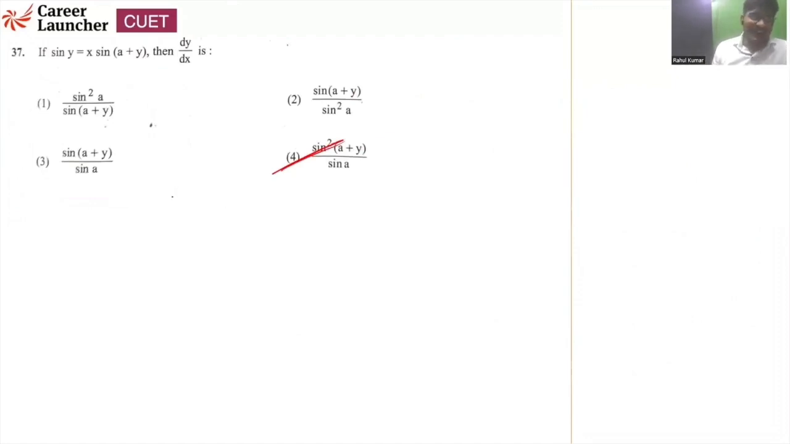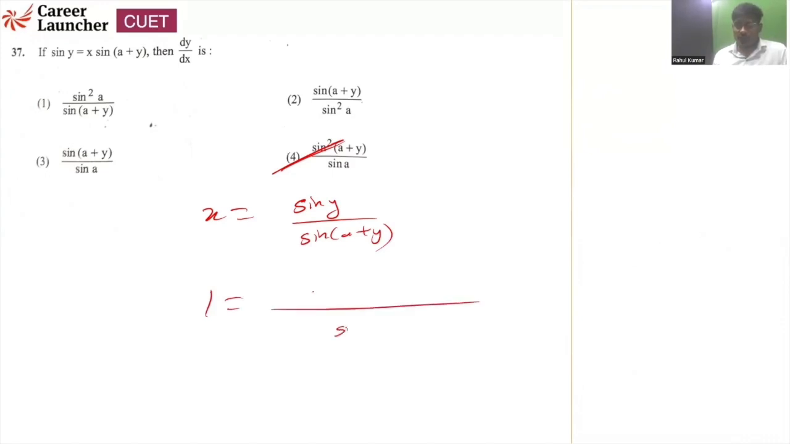Okay, let's solve the problem. So first we will write the value of x in terms of y, A plus y. Now we will start solving this. So we will differentiate this, and we will apply the quotient rule: sine squared A plus y in the denominator, and at the top, it will be sine A plus y cos y minus cos A plus y sine y.